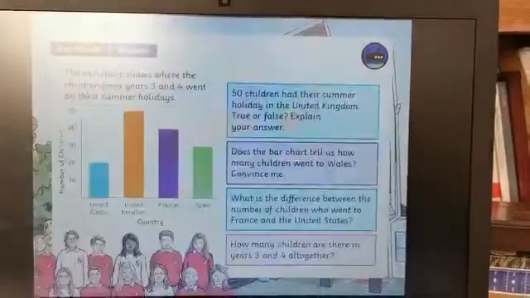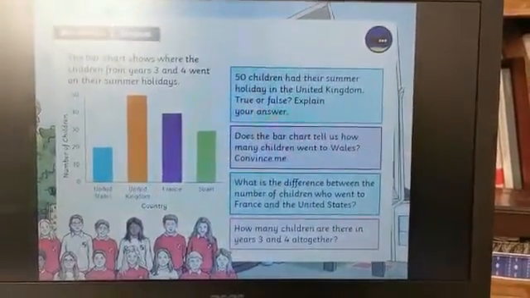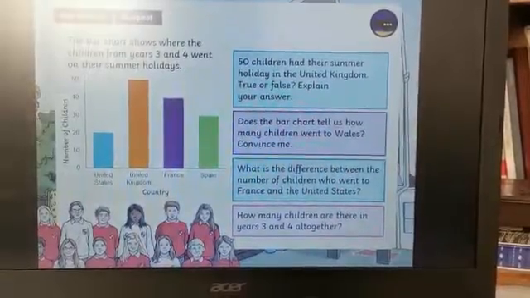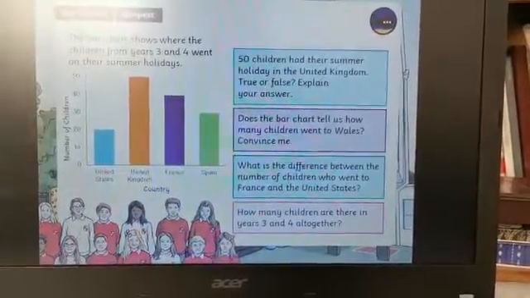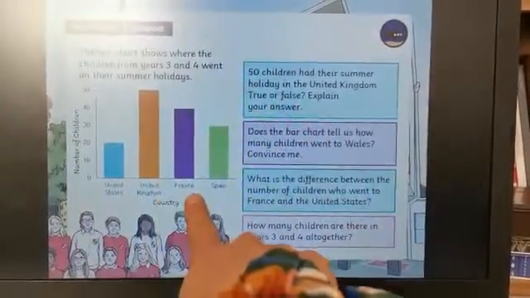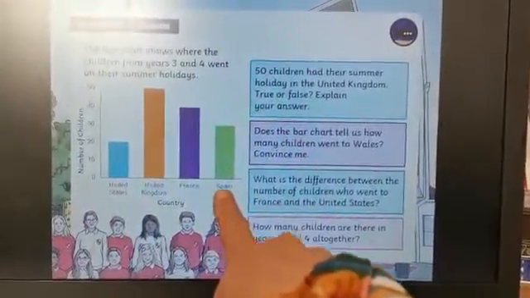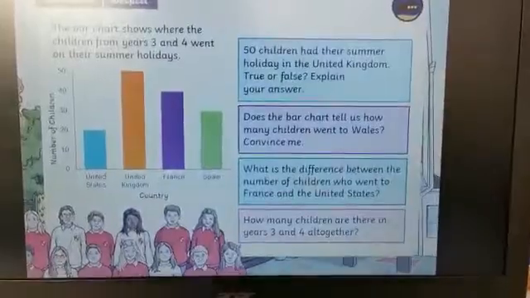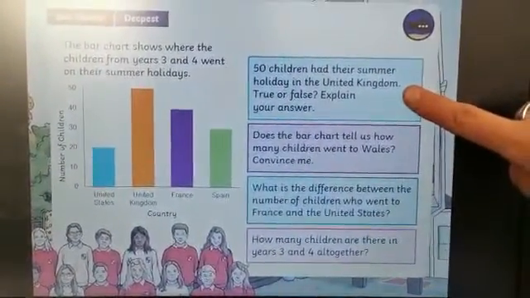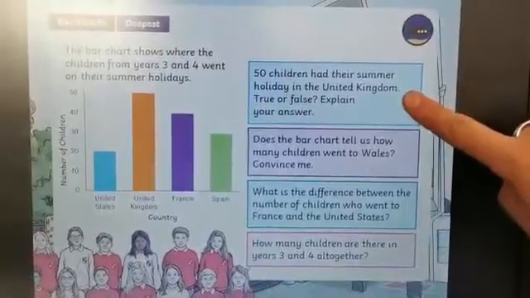Okay, the last one we're going to look at then are these questions here. This bar chart shows where children from years 3 and 4 went on their summer holiday. We've got them going to the United States, United Kingdom, France and Spain. And it says here, 50 children had their summer holiday in the UK. True or false? Explain your answer.